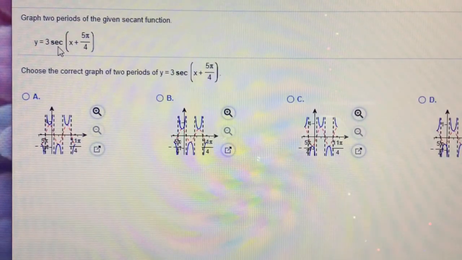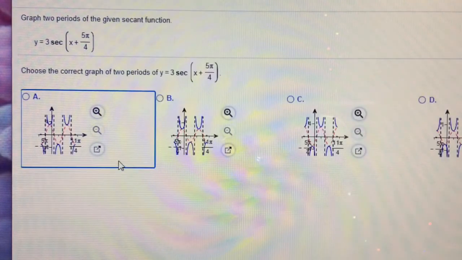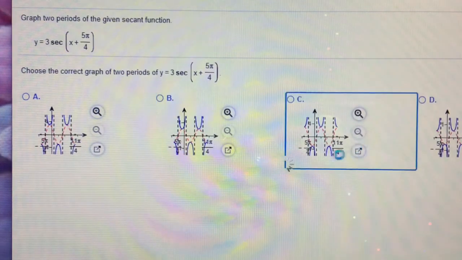Secant is related to cosine, but there's a phase shift to the left, 5 pi over 4, so notice it says negative 5 pi over 4. Let's take a look at that. But cosine, and negative 5 pi over 4, but this one starts low, so that would be negative 3 secant, or negative 3 cosine is the red graph. It has to be positive 3, so it can't be that one. It has to start up high, so it's either going to be C or D.